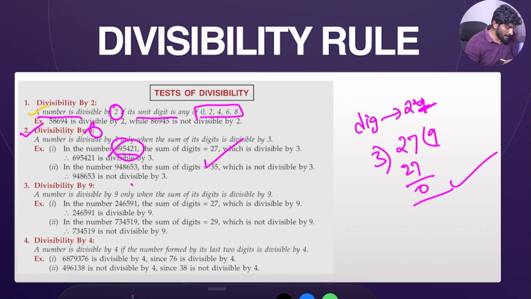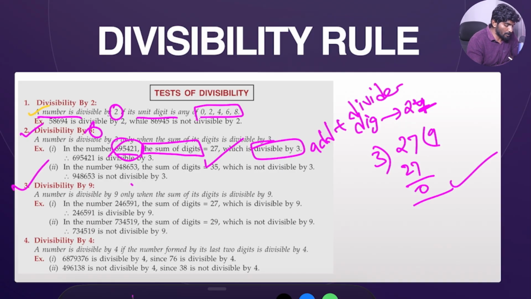Okay, grand. The main thing is that the sum of the digits should be divisible by 3. So you have to do two things. One, you have to add, and two, you have to divide.